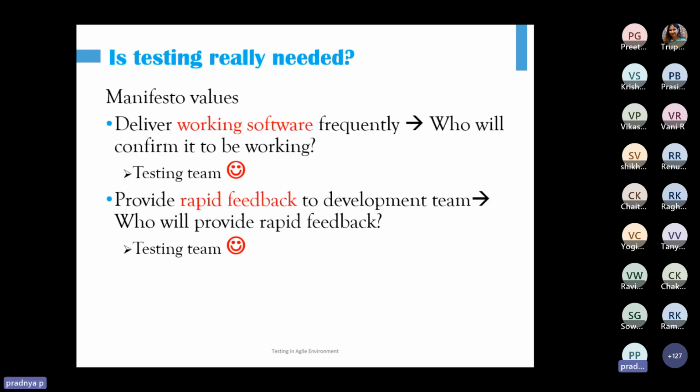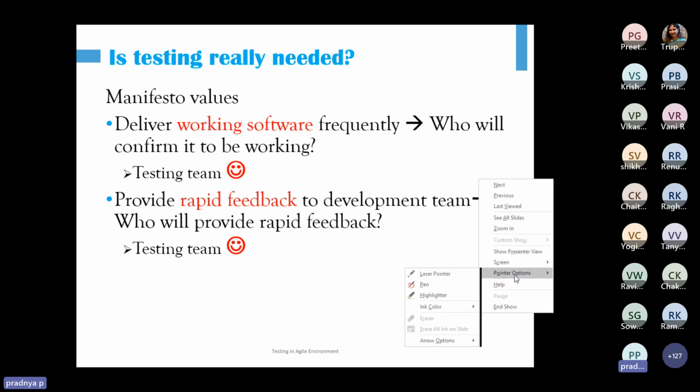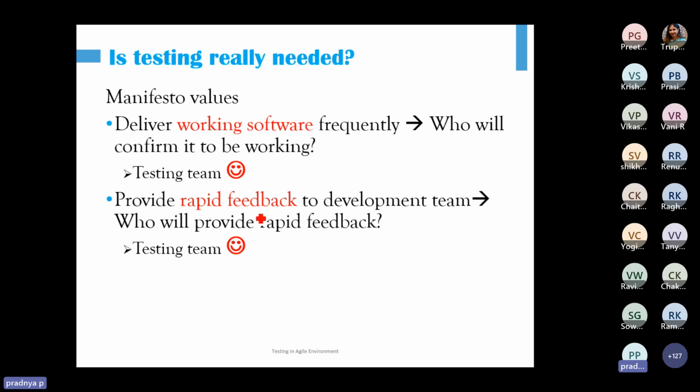So when we say, is testing really needed? Yes, absolutely it is needed, right? The Agile Manifesto has a couple of very important values. It says that we have to deliver working software frequently. Now, working software is very important. Software needs to work. Software needs to meet the expectations of the customer. Who will confirm that it is working, right? The developers have the ownership of building the product, but who will confirm that yes, it is working software? Obviously, the testing team.